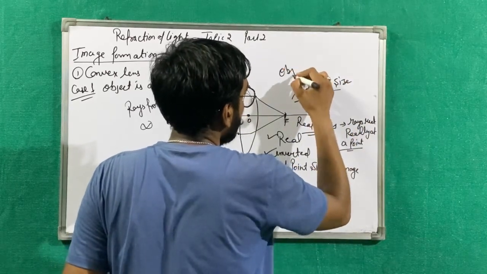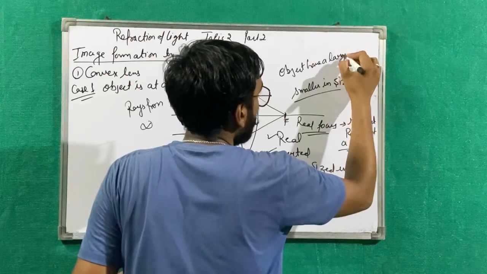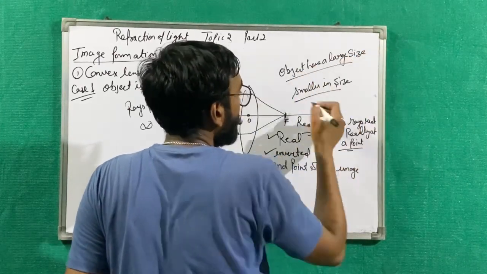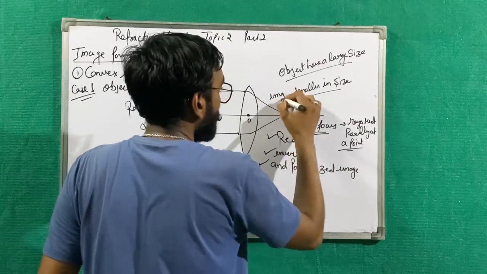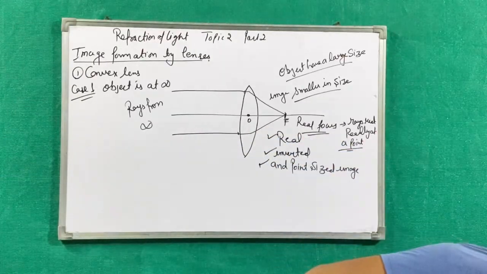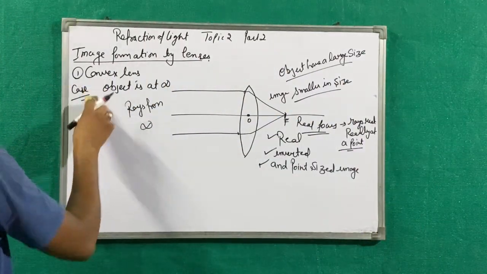The object has a large size, whereas the image has a small size. So this is going to be your first case. I hope this is clear to everyone. Moving toward the next part, that is case number 2.